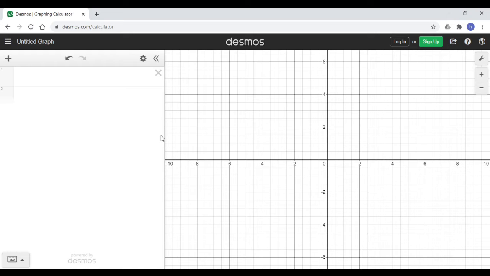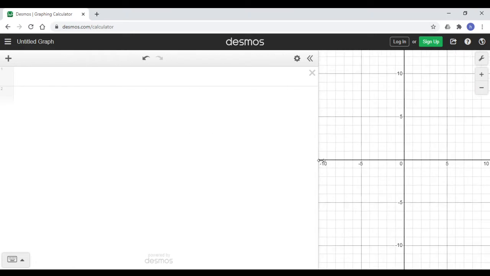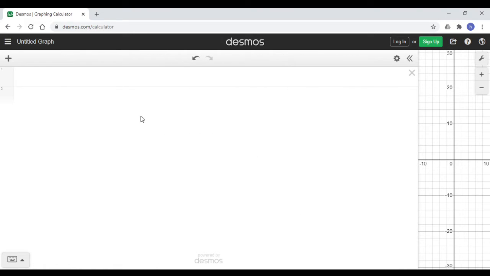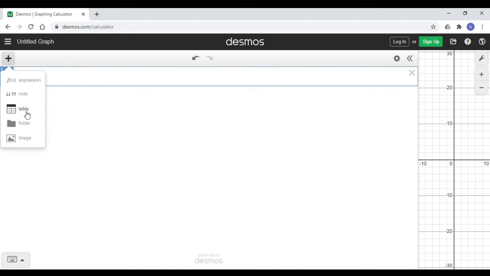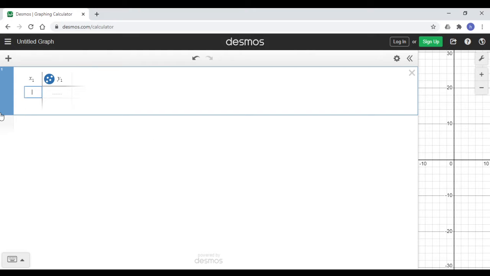I am going to just drag this command area to extend it bigger, and we don't even have to sign in or anything like that. Even without having an account, Desmos still allows you to have free fun with all these graphings and a lot more than that. So now I am going to insert a table.